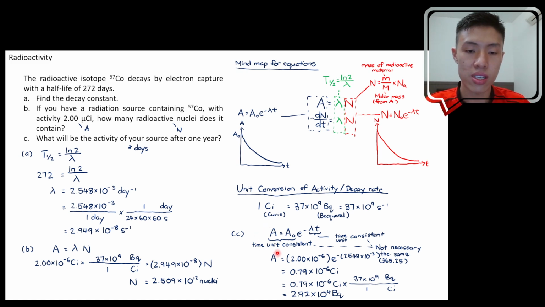So this is how we determine the activity at a later time, and this is how we solve everything. We used many equations here: this center equation, this equation, and this equation. This mind map is useful because it tells you how every quantity is related to another quantity. And that's it for this question. Thank you very much.